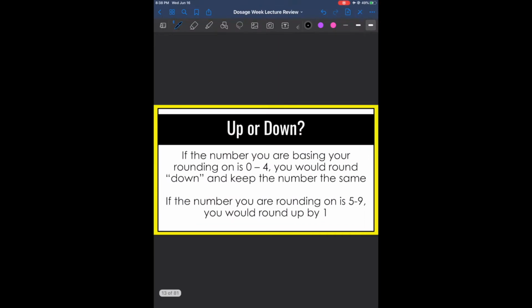And then again, just reiterating whether you go up or down. 0 to 4, you round down, quote unquote, and you just keep the number the same and delete what you don't need. And then if it's 5 to 9, then you would round up by 1 and delete everything else.